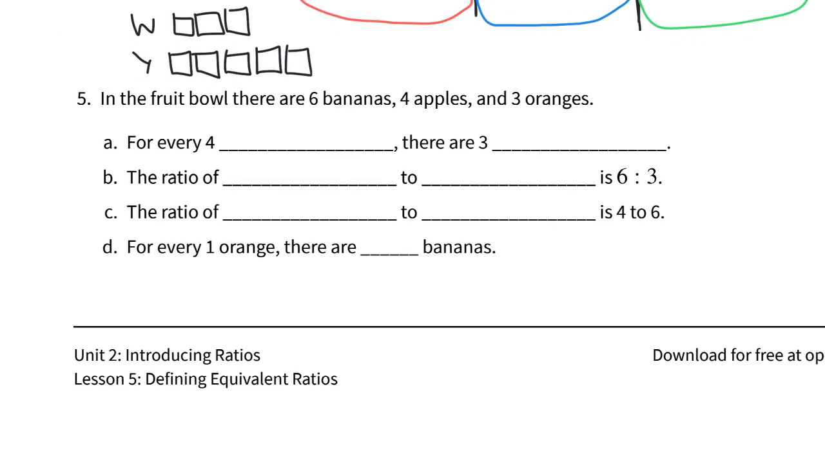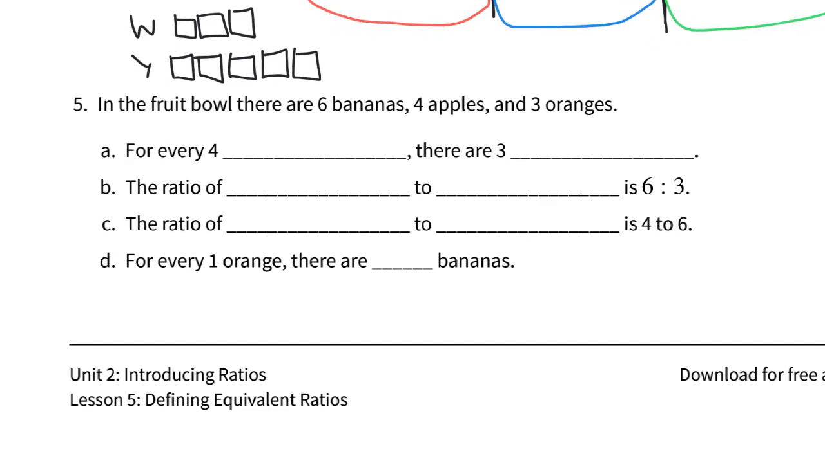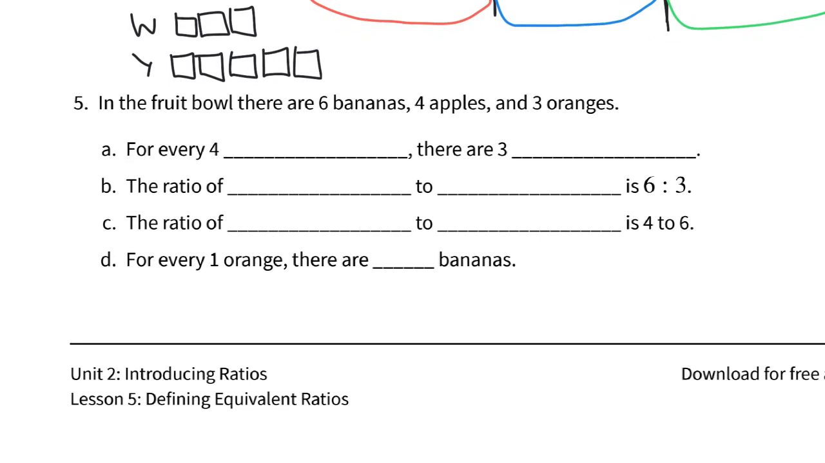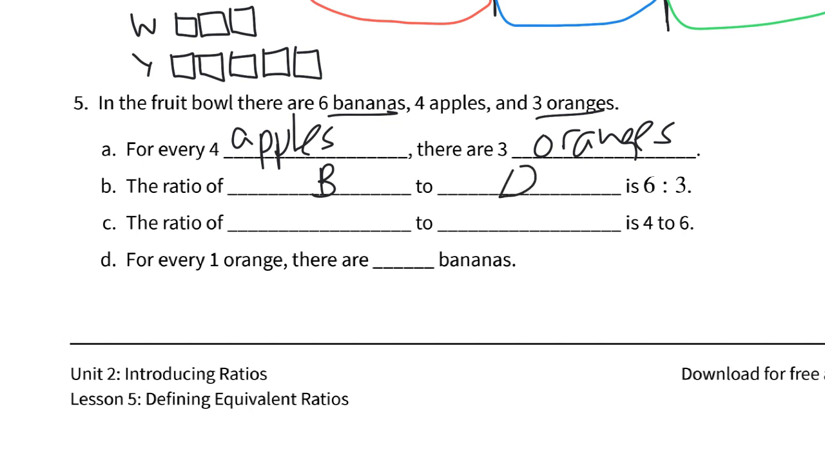All right, number 4. In the fruit bowl, there are 6 bananas, 4 apples, and 3 oranges. So for every 4 apples, there are 3 oranges. All right. The ratio of blank to blank is 6 to 3. Well, there's our 6, there's our 3. So the ratio of bananas to oranges. So I'm going to use the letters B and O.